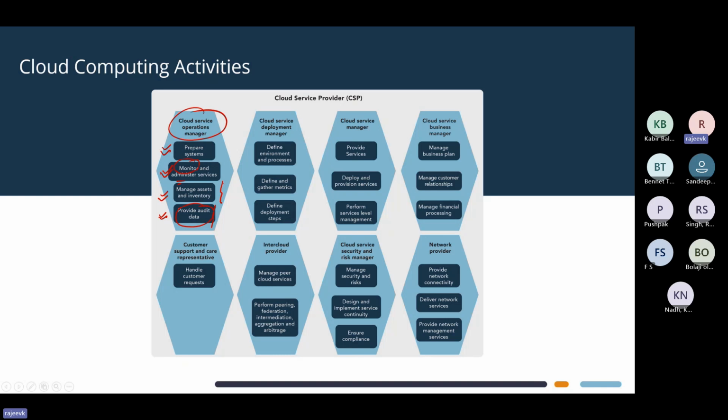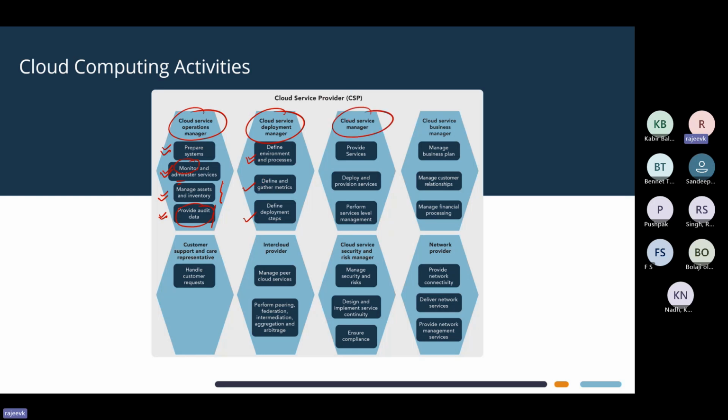Apart from that, another role we have is called the service deployment manager. Okay, now the deployment manager is also performing lots of good responsibilities, like define environment and process. So the provider deployment manager will provide, define and maintain the required technical environment and operational process which is used to run a service. Also gather metrics and do the deployment. That is also the responsibility of the deployment manager.